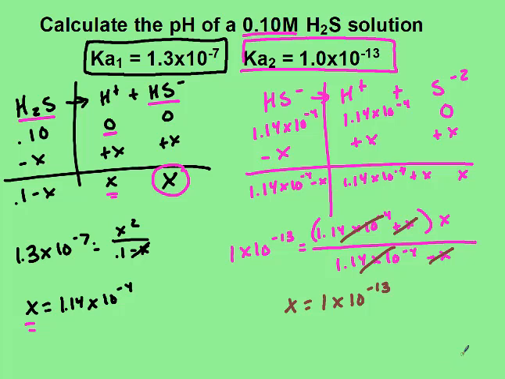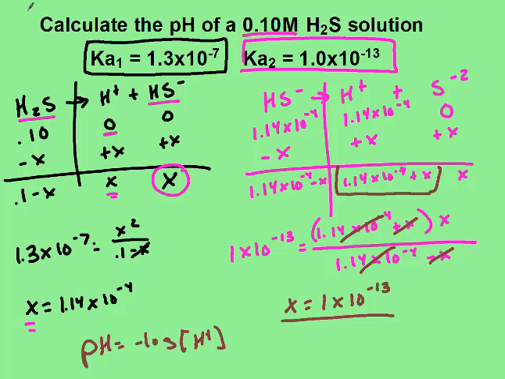So to calculate the pH, I would need to do negative log of my hydrogen ion concentration. Well, hydrogen is technically 1.14 times 10 to the negative fourth plus x, which is this very tiny number. 1.14 times 10 to the negative fourth plus 1 times 10 to the negative 13th is still going to give me 1.14 times 10 to the negative fourth.